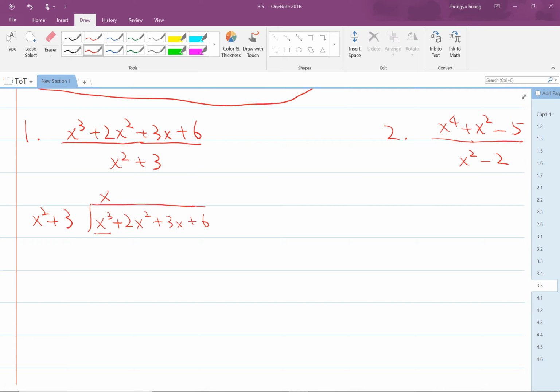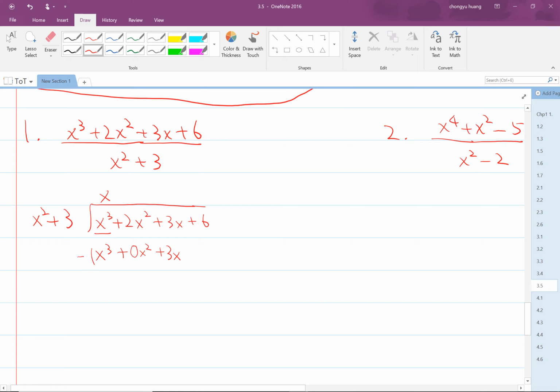So let's slow down, okay? X to the power 2 multiplied by x is x to the power 3, right? And then we have 3 multiplied by x, which is equal to 3x, right? So over here, the term in the middle, what you write is just 0x squared, okay?